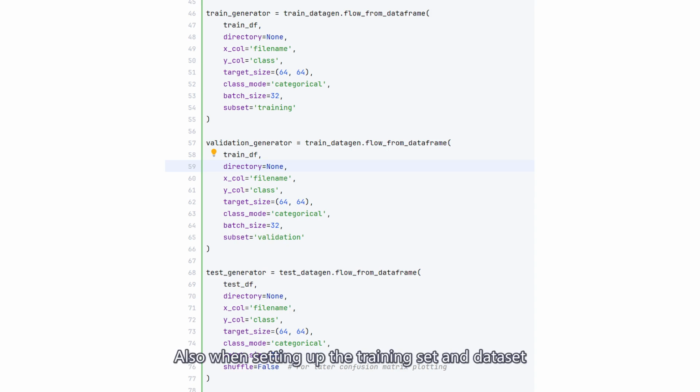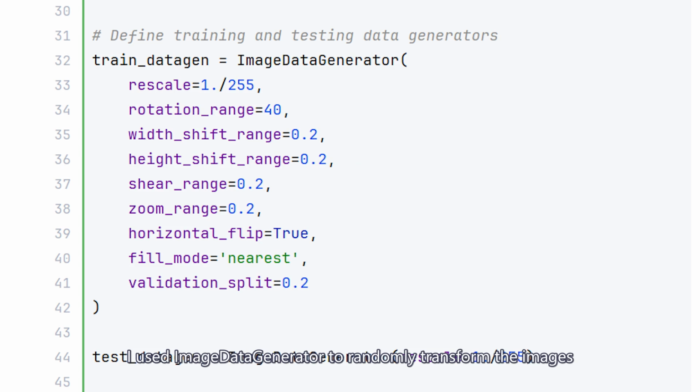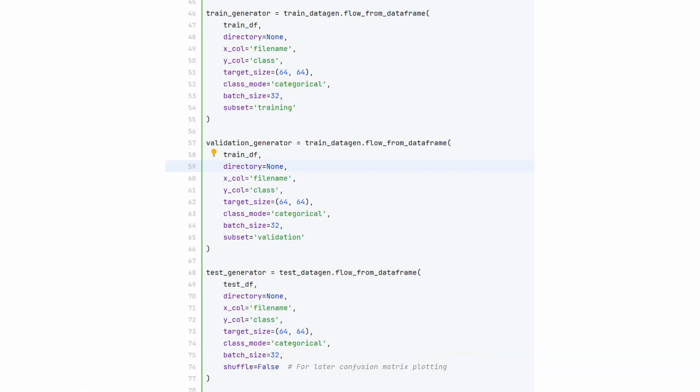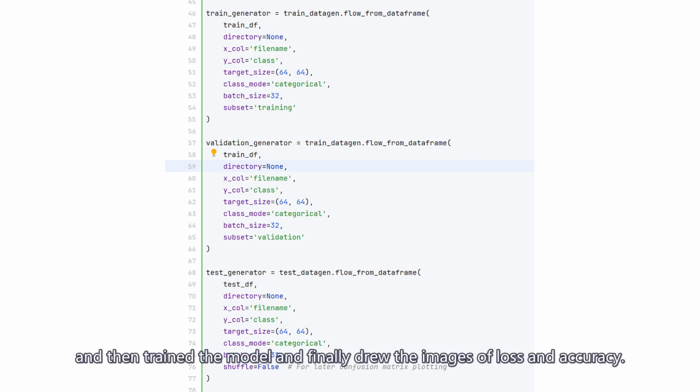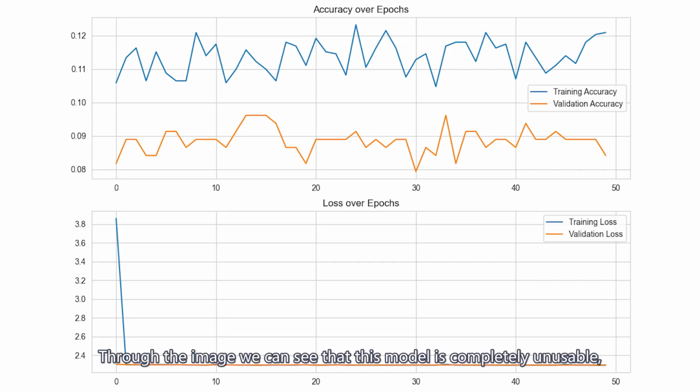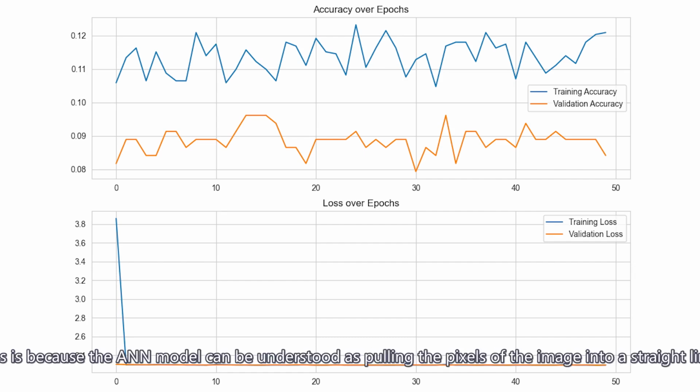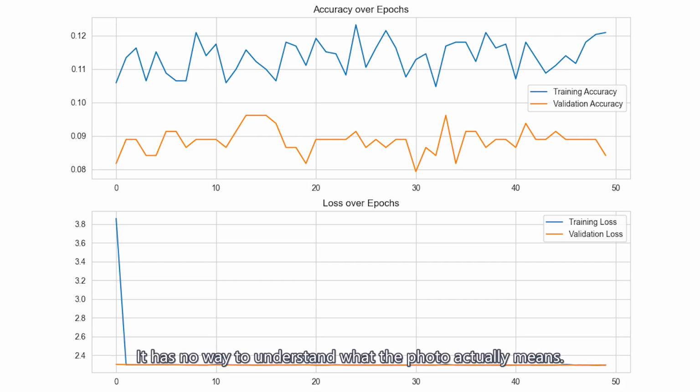Also, with setting up the training set and test set, I use image data generator to randomly transform the image to increase the diversity of the training data. After that, I built and compiled the ANN model, trained the model, and finally drew the image of the loss and accuracy. Through the image, we can see that this model is completely unusable. That's because the ANN model can be understood as pulling the pixels of the image into a straight line. It has no way to understand what the photo actually means.